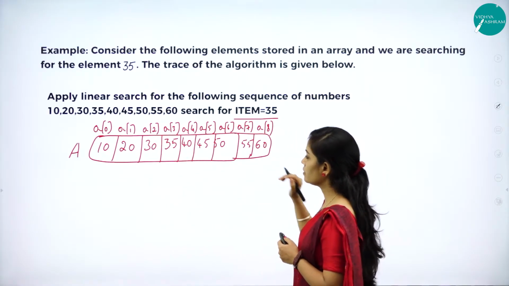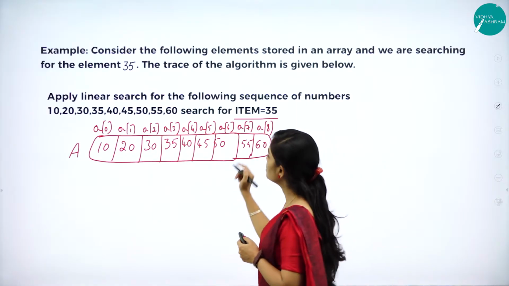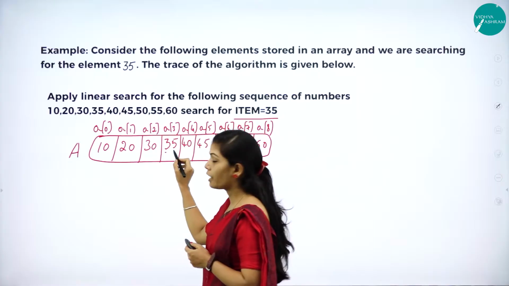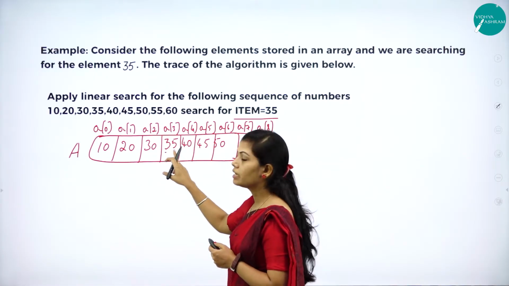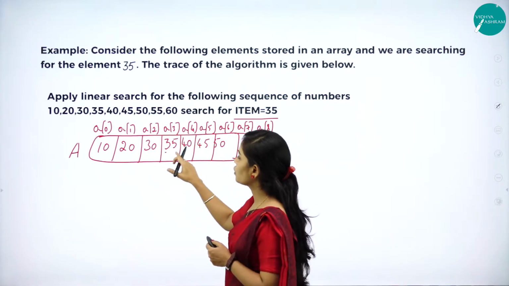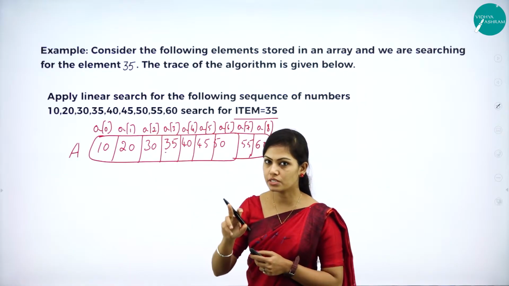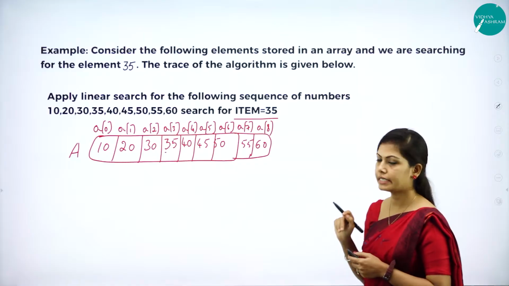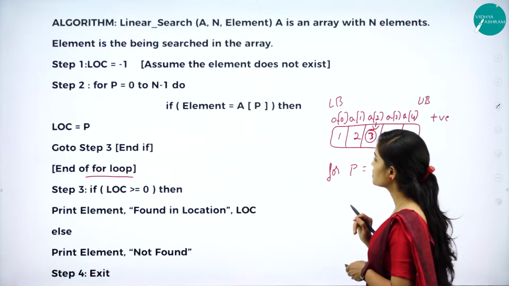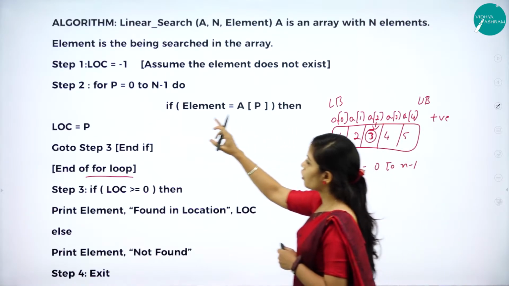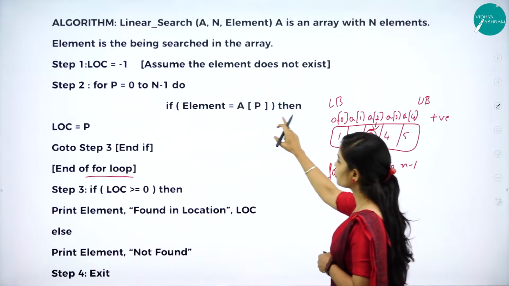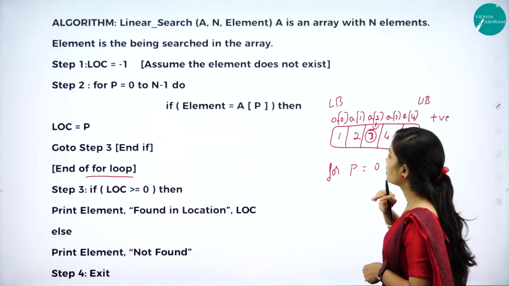We have 9 elements. So here the item we are going to search is 35. We have to search an item called 35 and the location of this item also we have to search. How to search the location of this element 35? Here we have to use the for loop: for P is equal to 0 to n minus 1, element is equal to A of P.